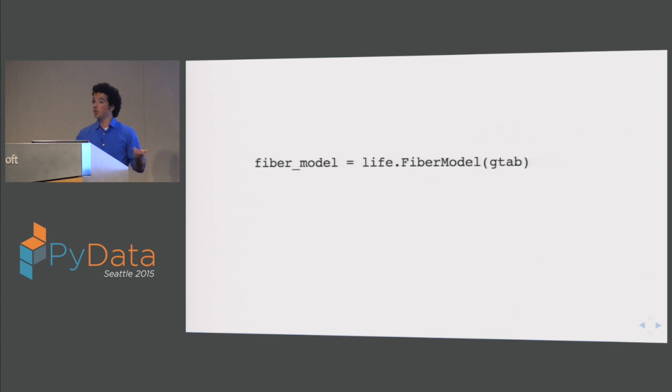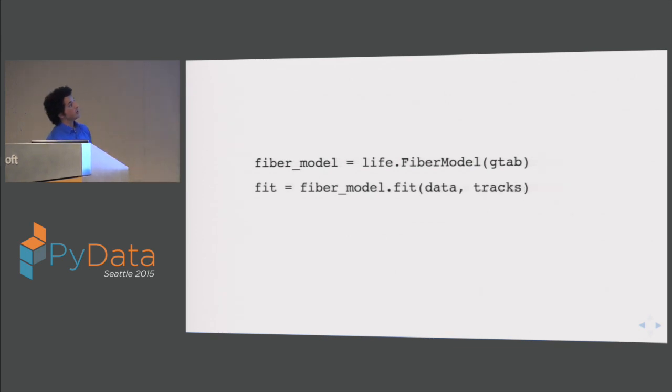Here's what the code then looks like in DiPy. It has a very similar structure to the structure that I showed you before for the models of individual voxels. So we create a fiber model. This is the LiFE module, linear fascicle evaluation module. We tell it about the measurement that we did, and then we fit this measurement using both the data that was actually measured and the tracks that were estimated from this data using one of these tracking algorithms.